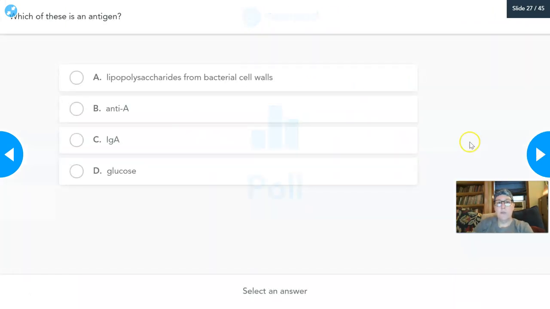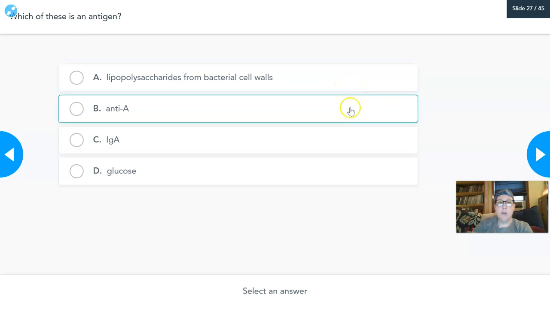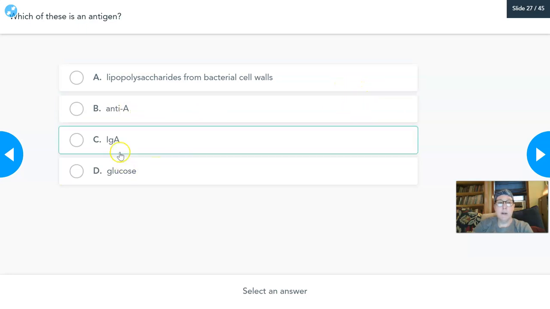Okay, so first poll question. Which of these is an antigen? You have choices between lipopolysaccharides from bacterial cell walls, an anti-A antibody, IgA, or glucose. Which one of those would be an antigen?